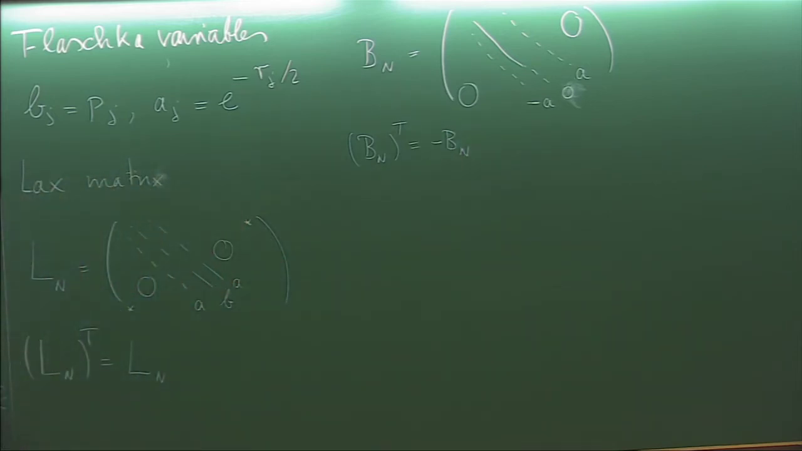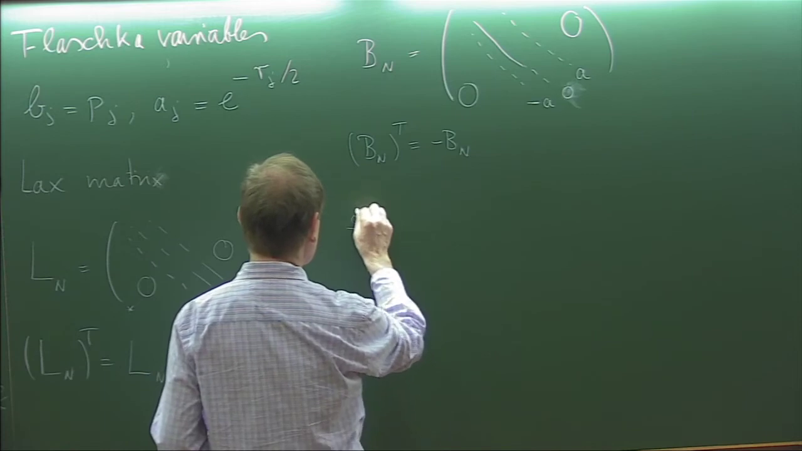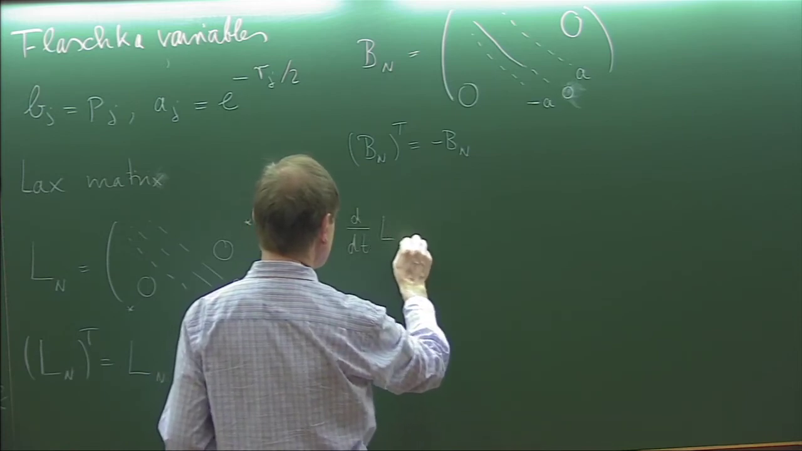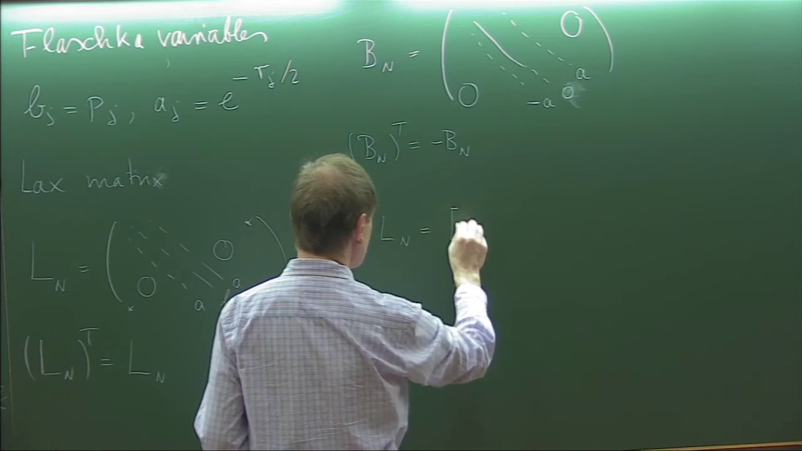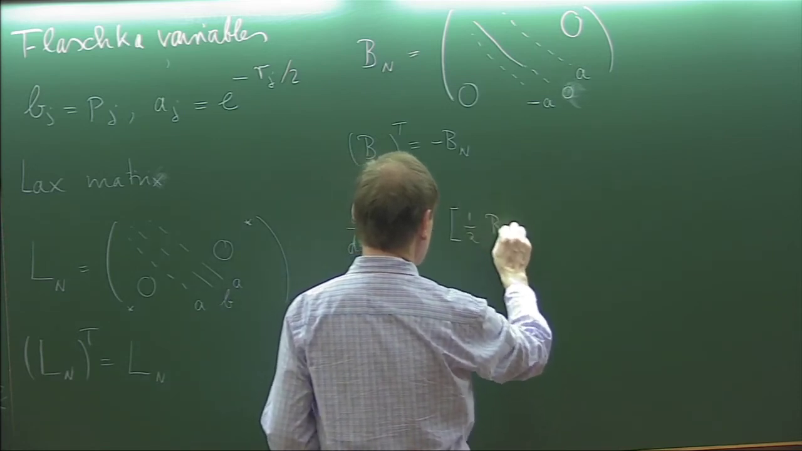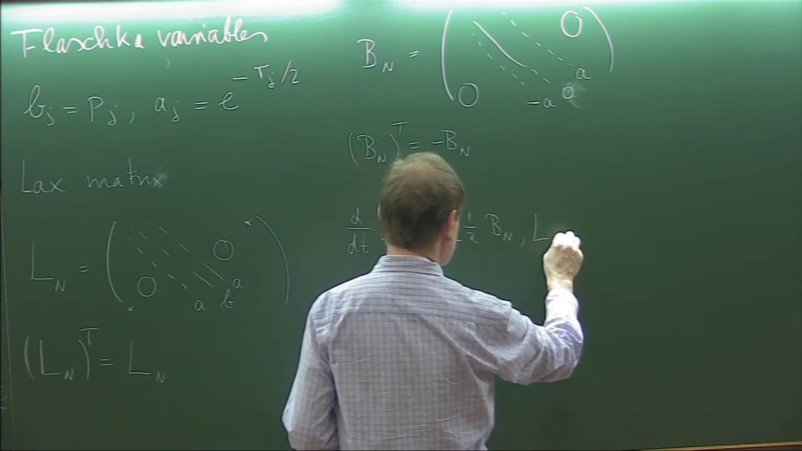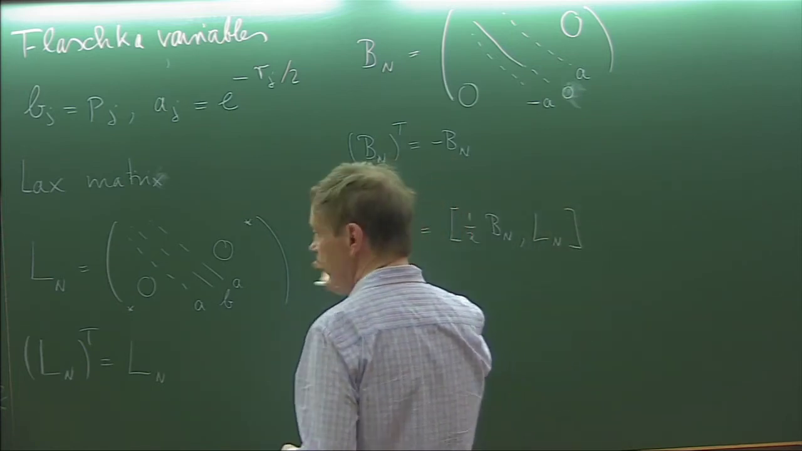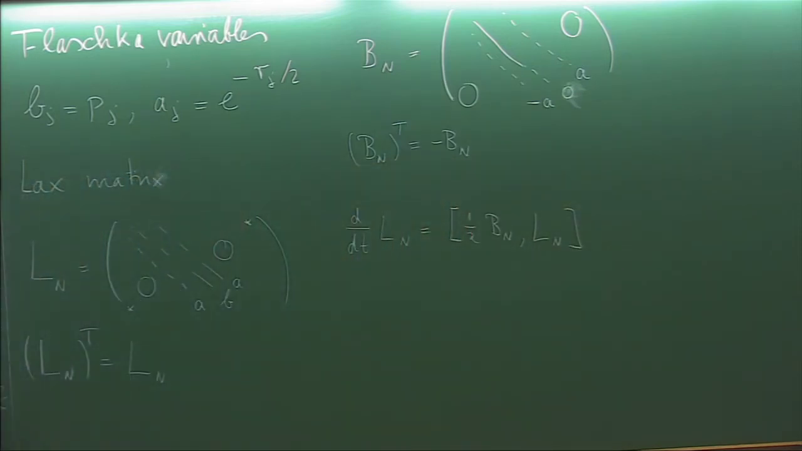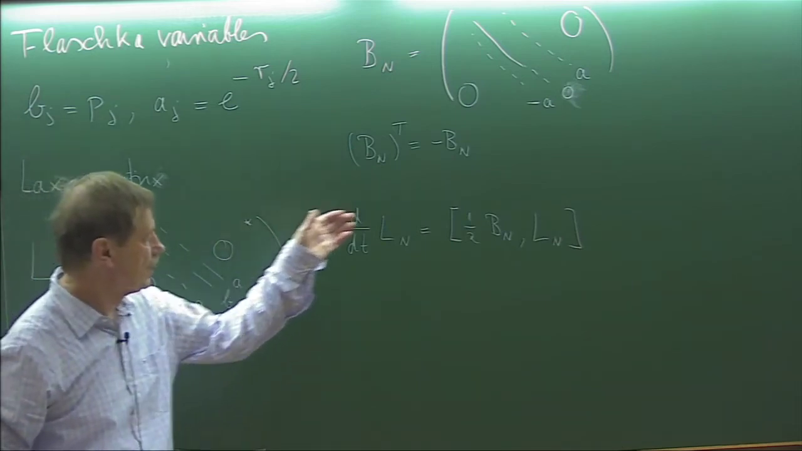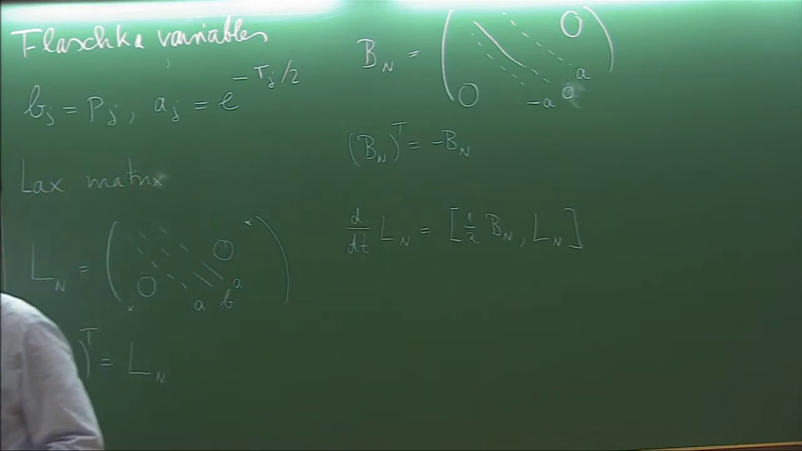Okay. All right. And now comes the important result: when you look at d/dt of Ln, this happens to be the commutator of 1/2 Bn and Ln. So d/dt Ln means evolving according to the Toda lattice dynamics. And if you make this definition, you discover that there's a simple matrix equation which is satisfied by this Lax matrix.